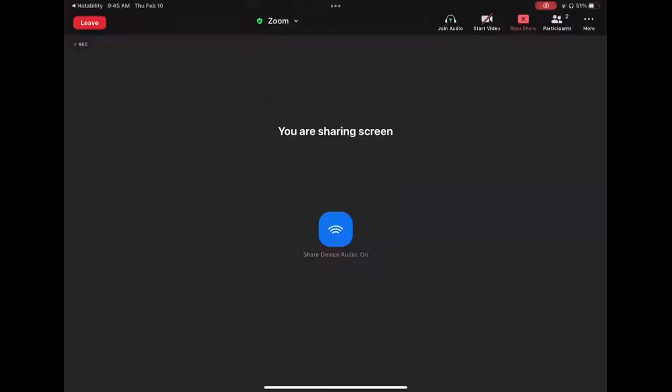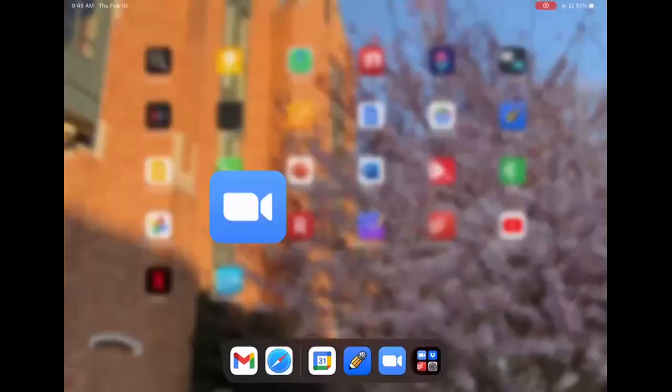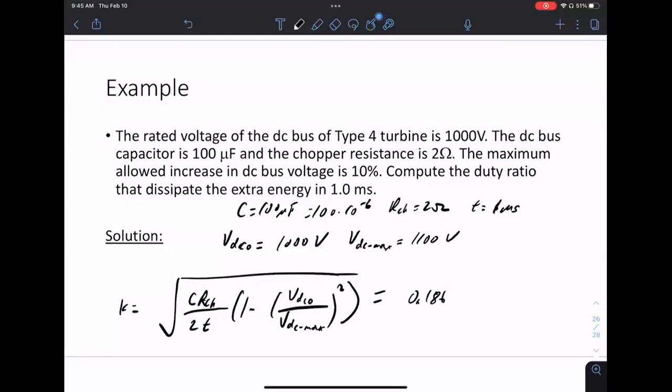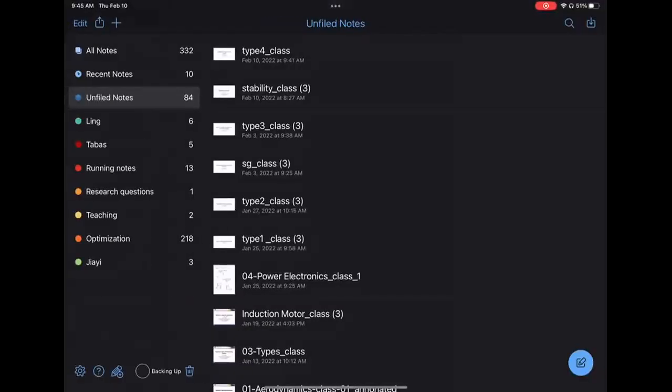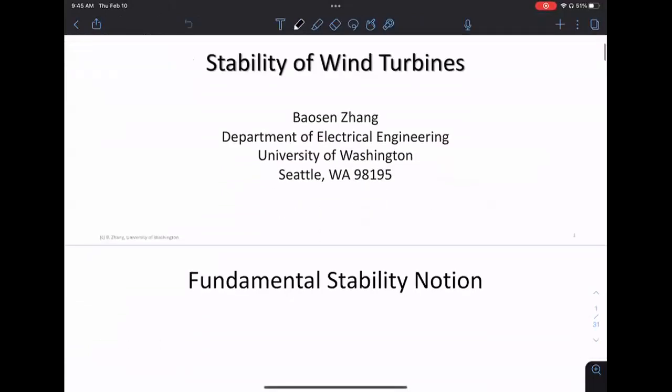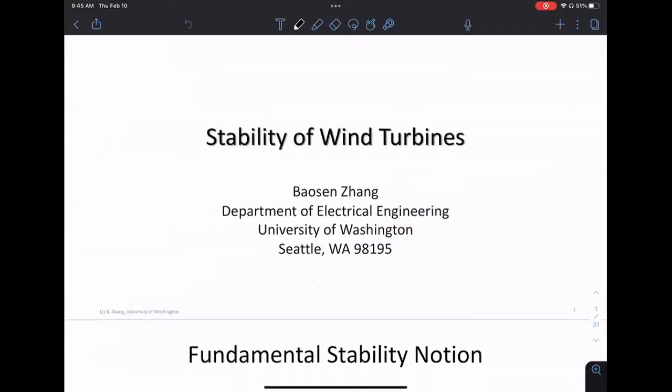All right, so give me a second. The Zoom recording cut out again. Try to fix this. Okay, so hopefully this is back now.